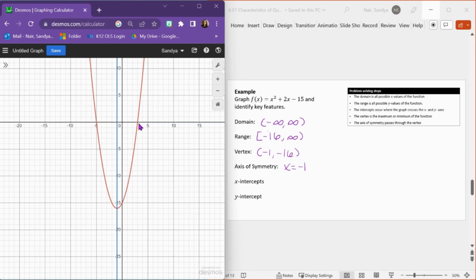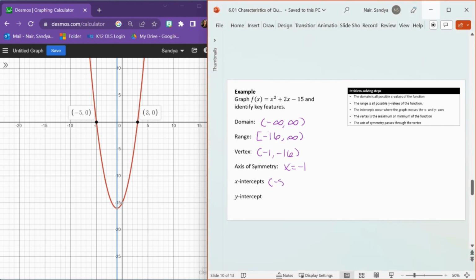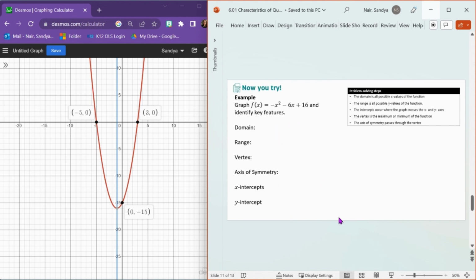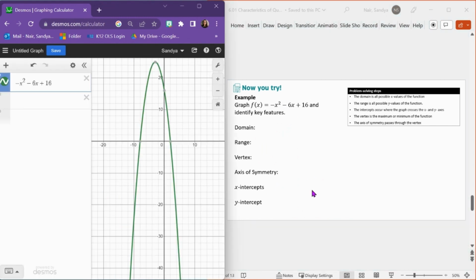The x-intercepts, I can just click on them. And when I click on them, I will see the coordinates. So this has x-intercepts at (-5, 0) and at (3, 0). Okay, so this parabola has two x-intercepts. And the y-intercept, I can also click on that. That's going to be at (0, -15). So now you can go ahead and pause the video and try doing this example on your own.